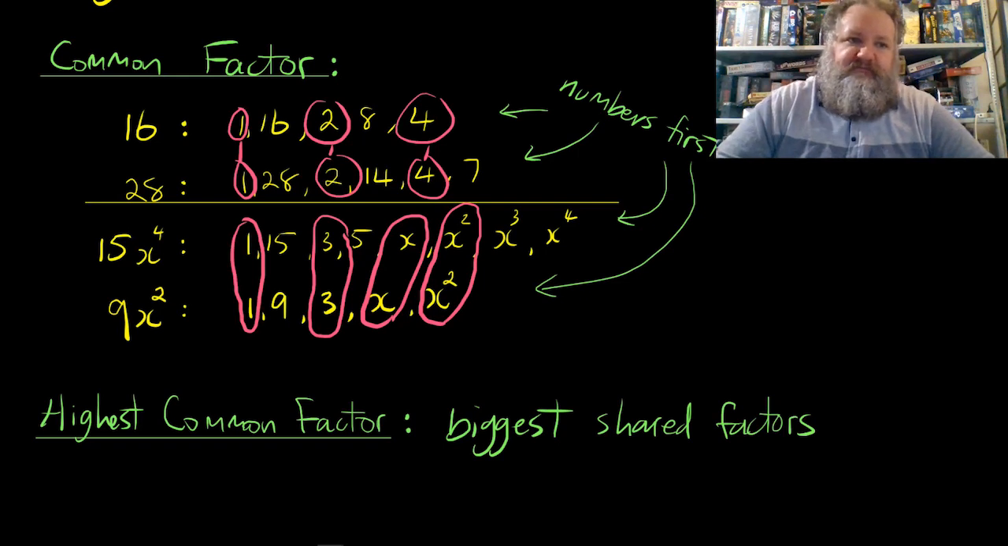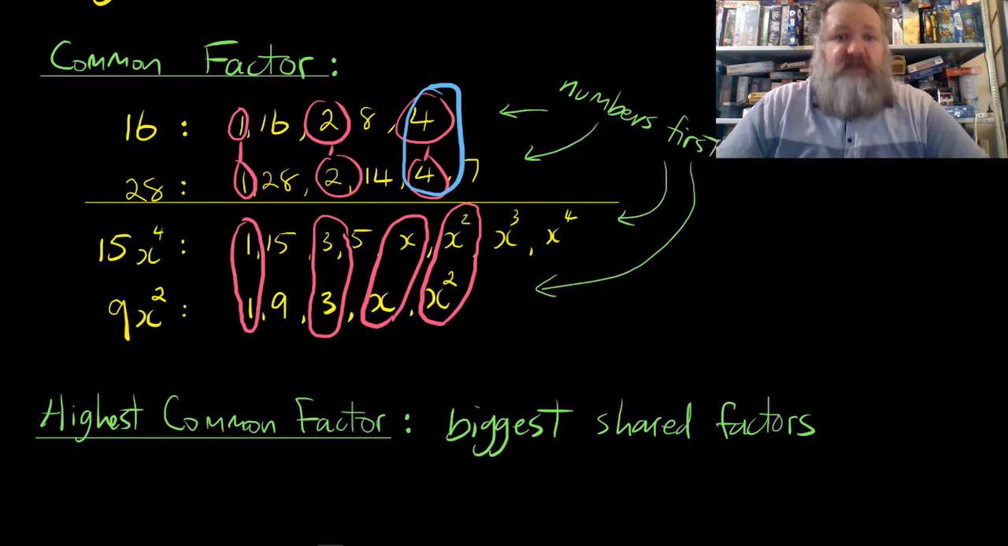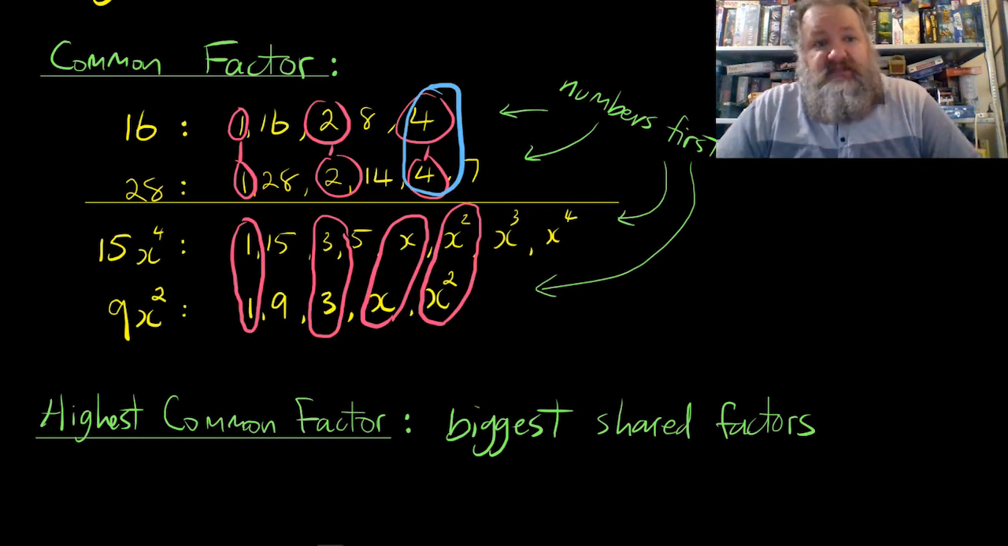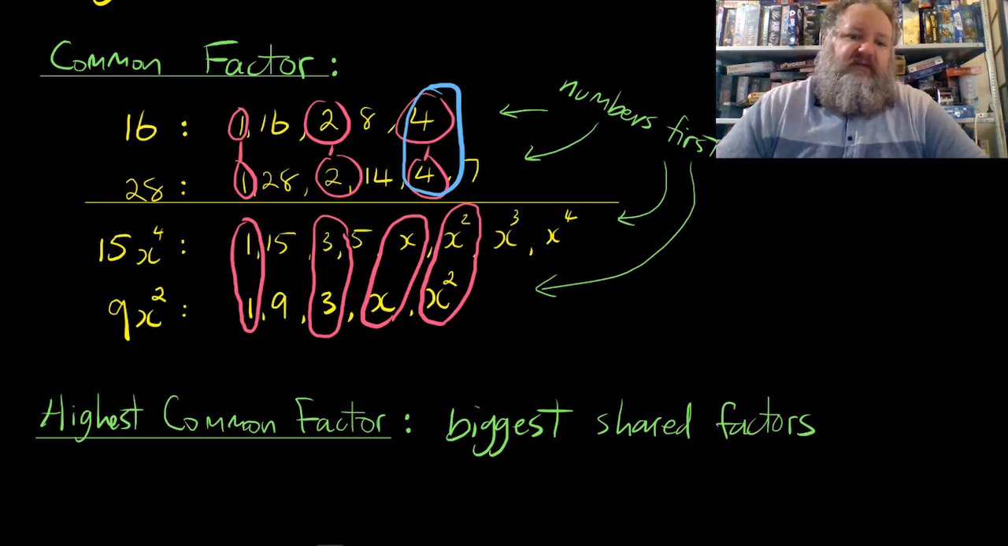Okay, so what might be the highest common factor for 16 and 28? Well, that's pretty obviously this 4. They share a 4 in common, and it's the highest, it's the biggest number, right? It's the highest number. What about for our 15x to the power of 4 and our 9x squared?